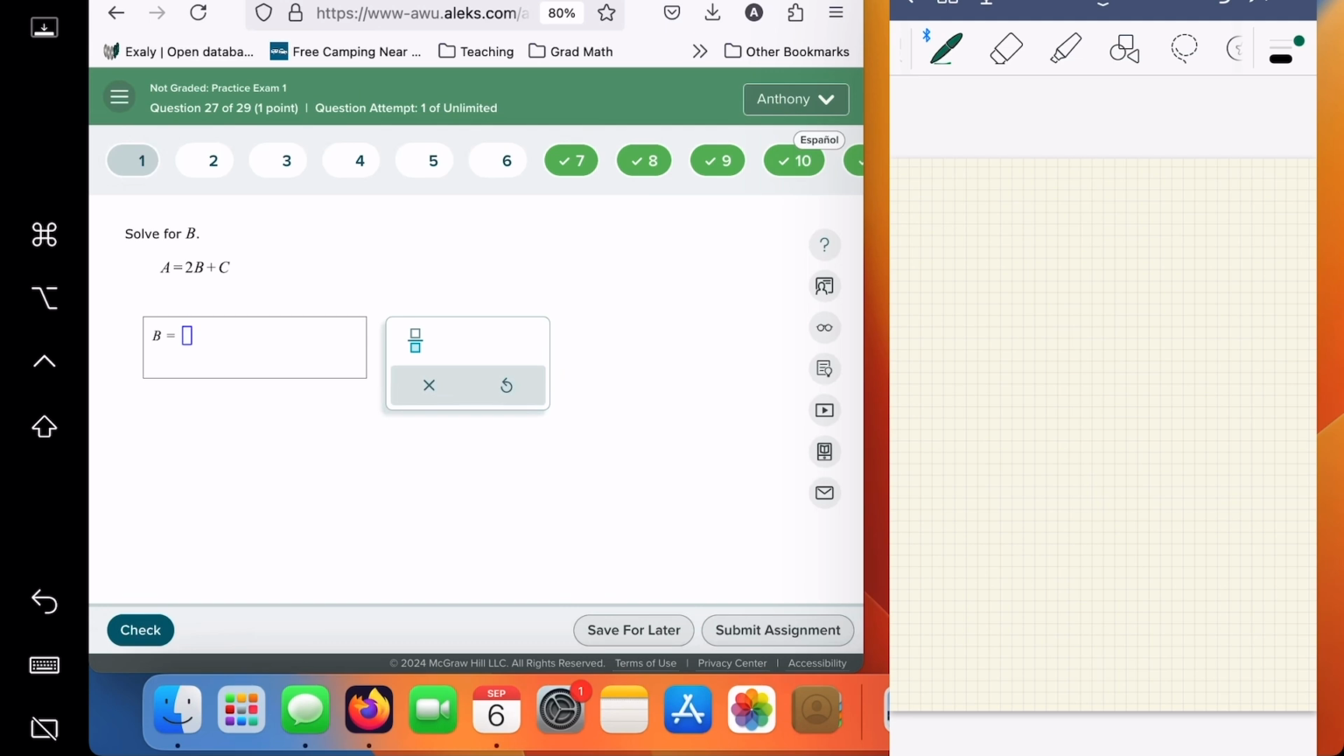Solve for b. All right, so a is 2b plus c. Let's subtract c from both sides. That's a minus c is two copies of b. So let's go ahead and just divide by 2 on both sides. All right, and then we'll get b by itself. So we have a minus c over 2.